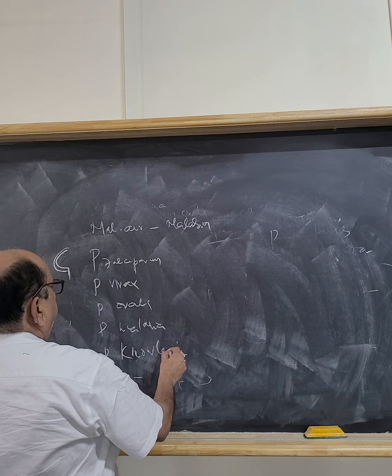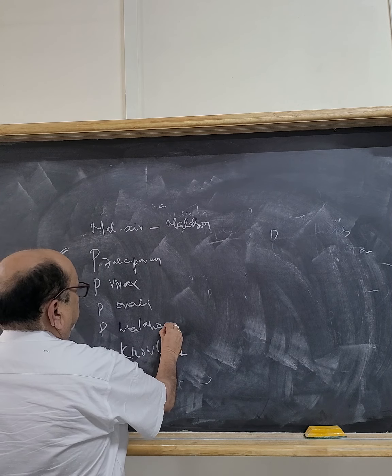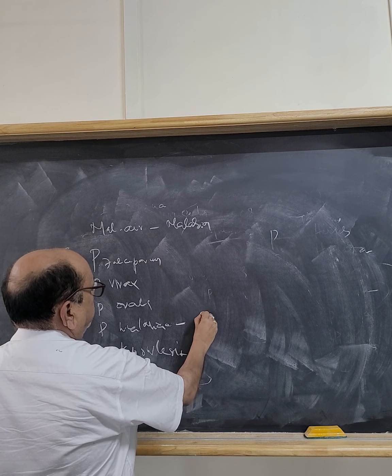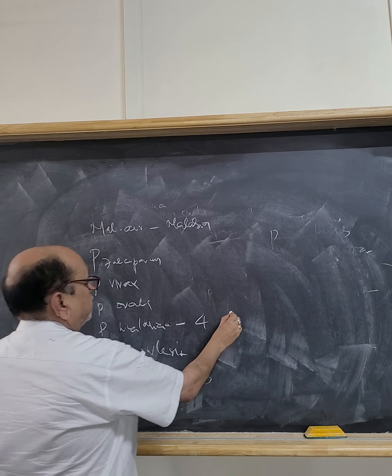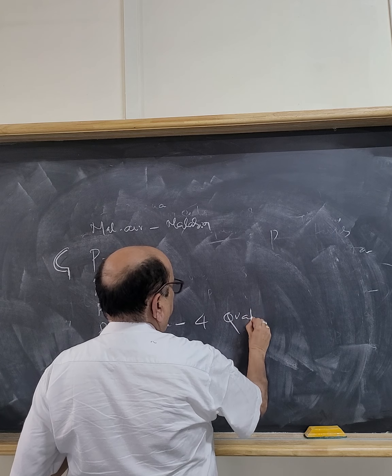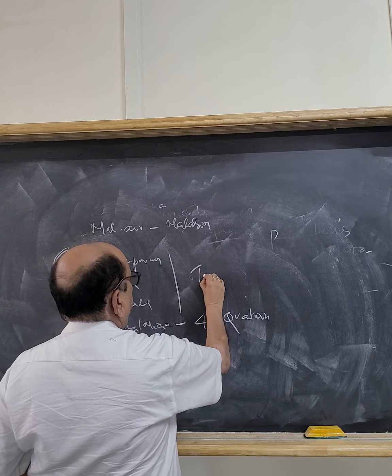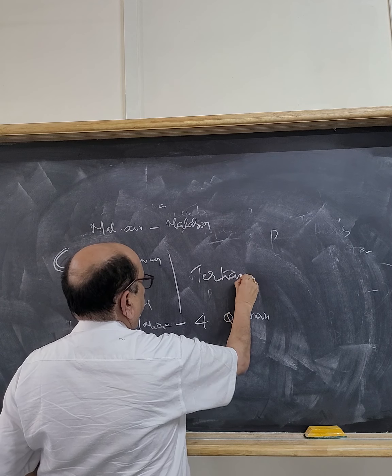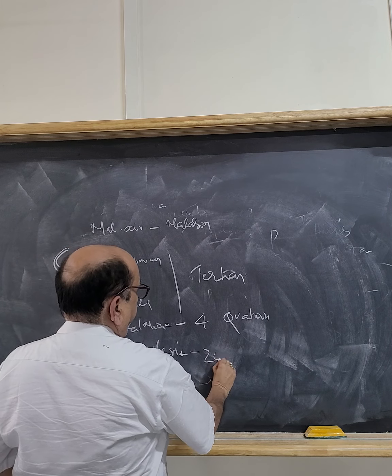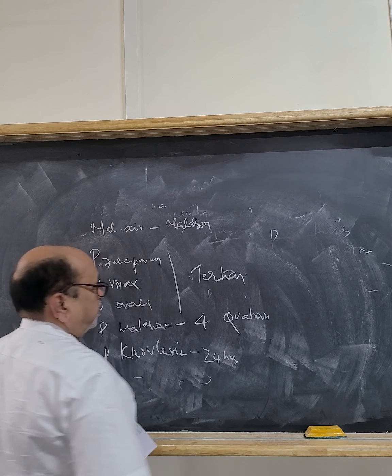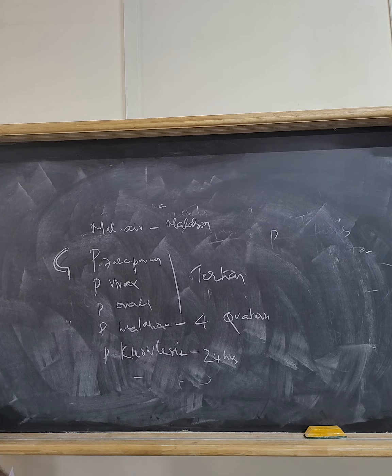Plasmodium malariae causes fever once in 4 days. It is called quartan. The other three cause fever once in 3 days, tertian. Plasmodium knowlesi causes fever every 24 hours. No less. That's very important.